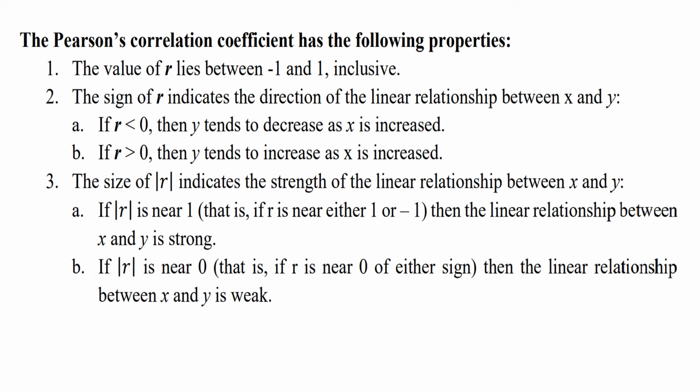So the Pearson correlation coefficient has the following properties. First, the value of r lies between -1 and +1, inclusive. So you need to take note of this one. The value of r lies between -1 and +1 only. So there is no such thing that the value of your r is less than -1 or more than +1.